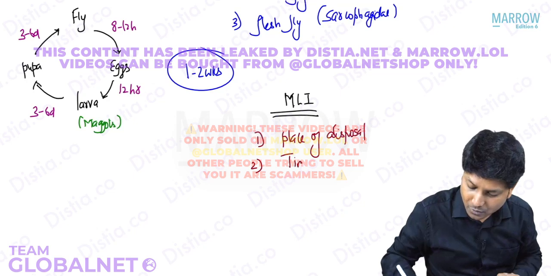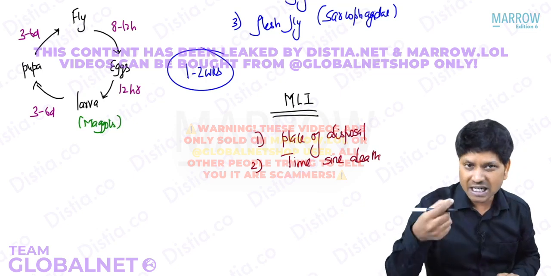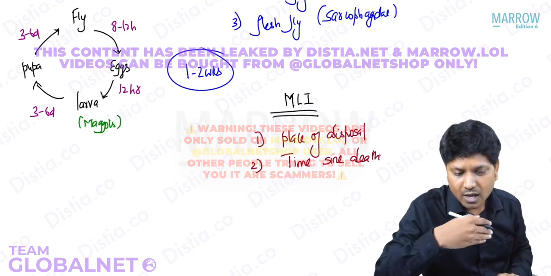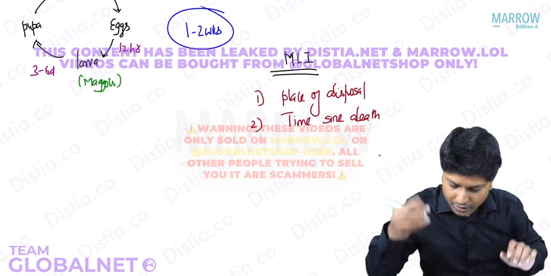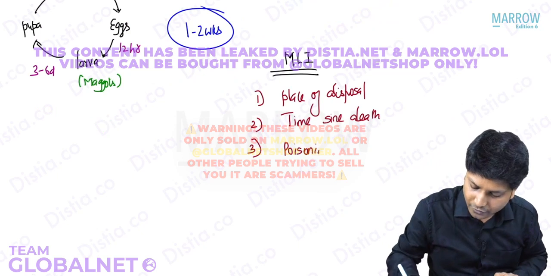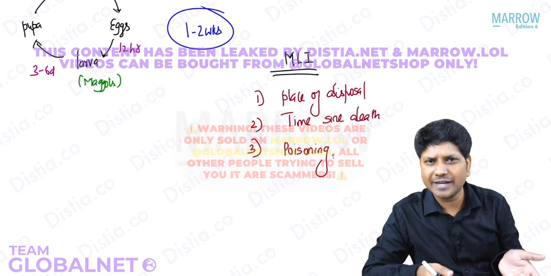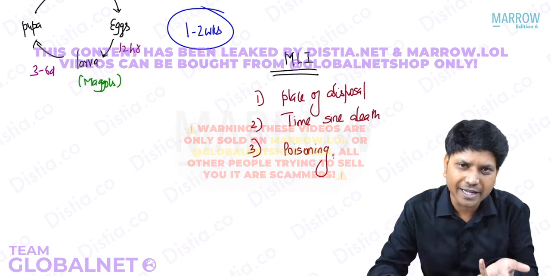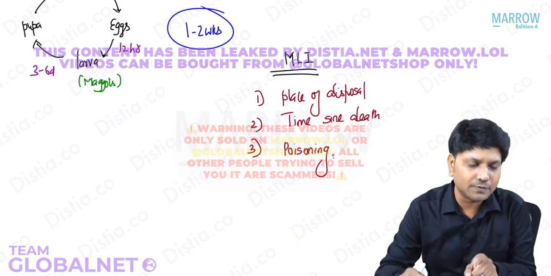Not only that, the most important point is time since death. Depending on what stage of the insect is present in the body, we can approximately find out the time. That is the second point. And the third important point is that in a case of poisoning as well, this is highly useful. Why are insects highly useful? The person died of poisoning. The insect did not consume poison and die. The person only consumed poison and died. How will this study of insects be useful?